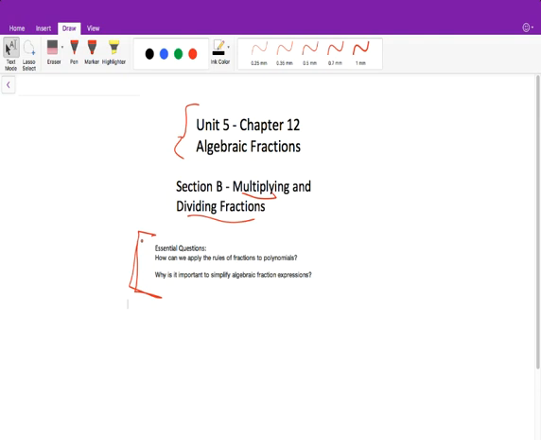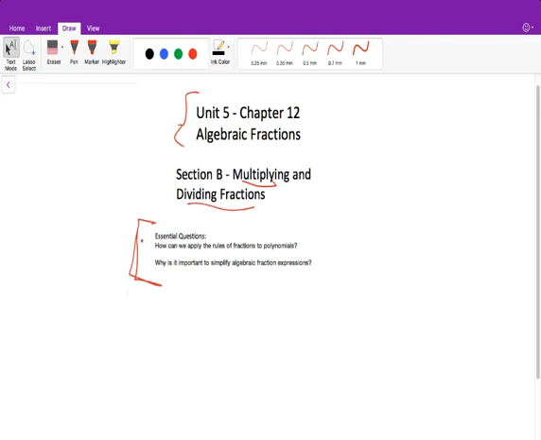So we're moving on to multiplying and dividing algebraic fractions. But before we go through, let's refresh our memory on multiplying fractions in general. If I give you 2/3 times 9/4, you can do this one of two ways. You can multiply across and then simplify at the end, or we can simplify beforehand.